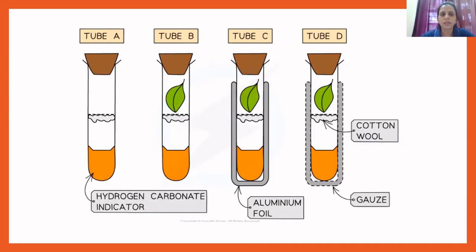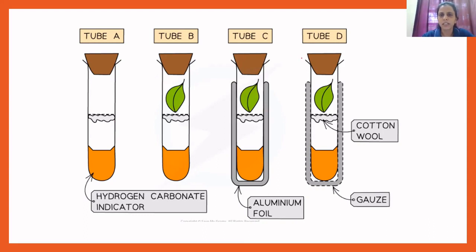Here is a picture which represents the experiment to be done. You have to take 4 test tubes A, B, C and D. In all these 4 test tubes, you add 20 ml of hydrogen carbonate indicator. You can see that the color of the indicator is orange. It can be red also, so red or orange, or reddish orange. In test tube A, no leaf has been placed because this test tube acts as a control.